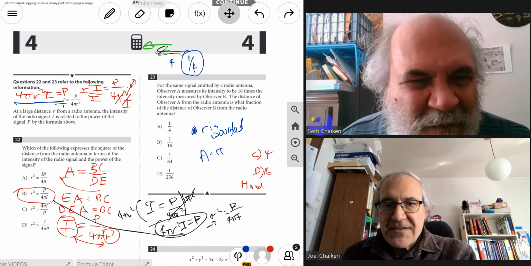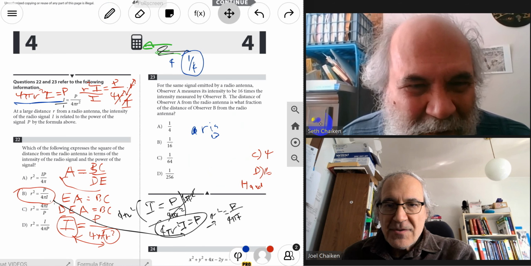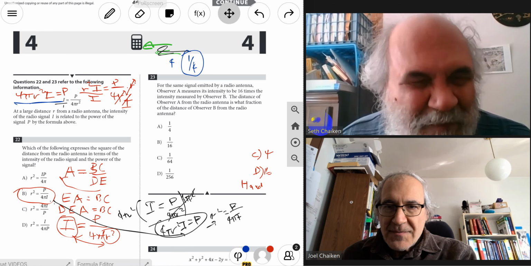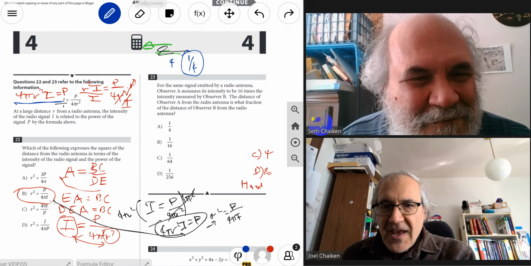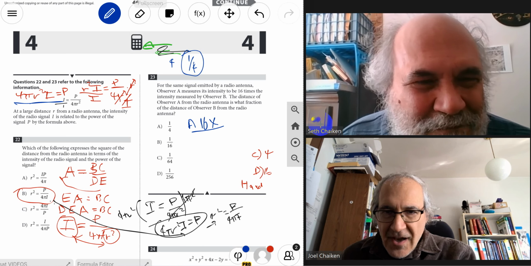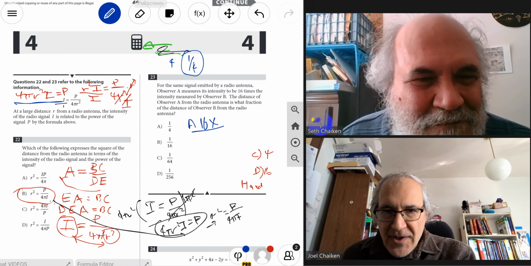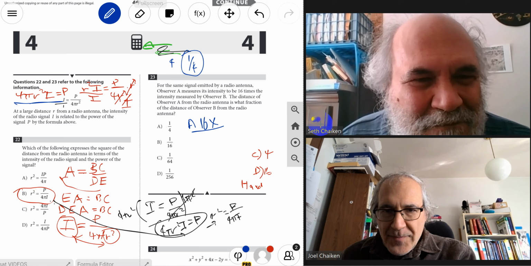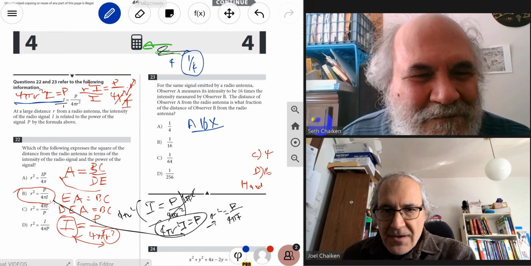So let's see. You want to draw a little picture, maybe. So observer A here is 16 times bigger, 16 times a big number, than observer B, and B is over here.